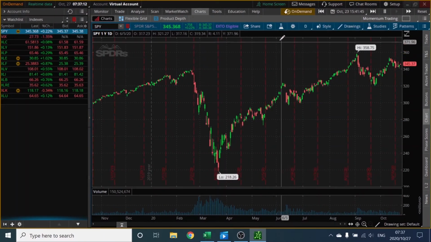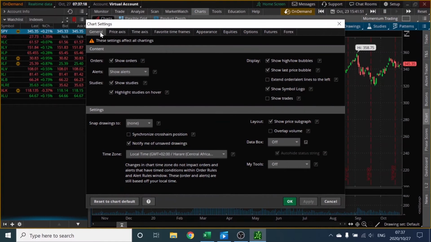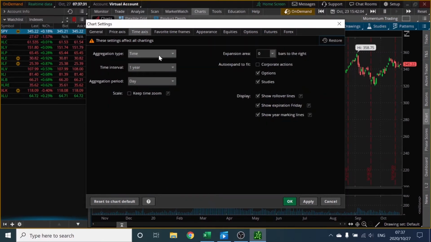First, click on the Chart tab in Thinkorswim to set up the chart. Click on the cog icon, and under the General tab, make sure that the overlap volume is checked. This will move the volume of shares traded onto the main chart, which frees up some space on the screen. Next, click on the Time Axis tab and have the expansion area set to 20 bars to the right. This opens up some space on the right of the chart and helps visually when looking at a chart.